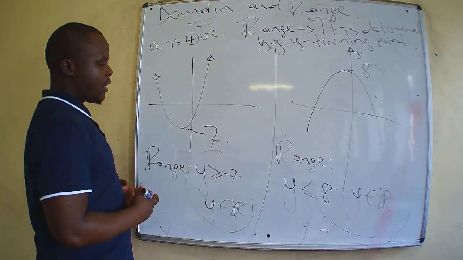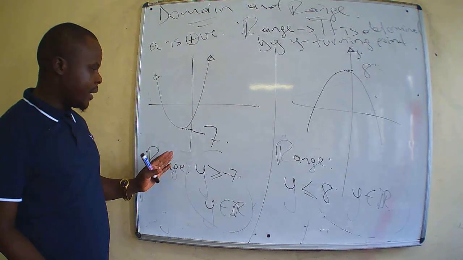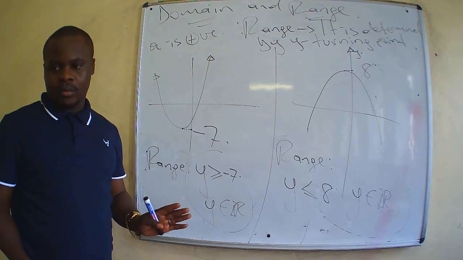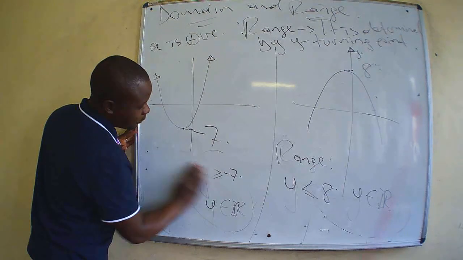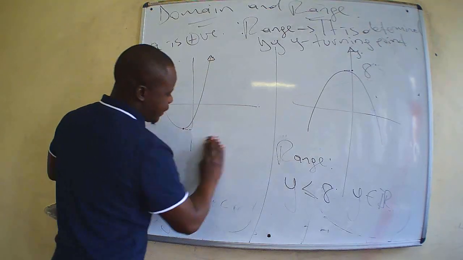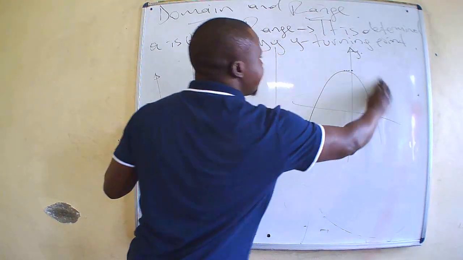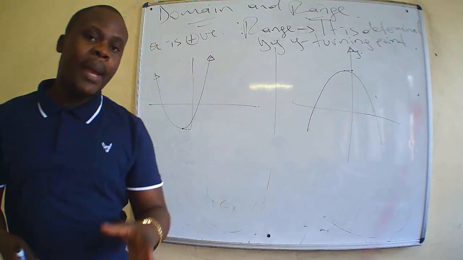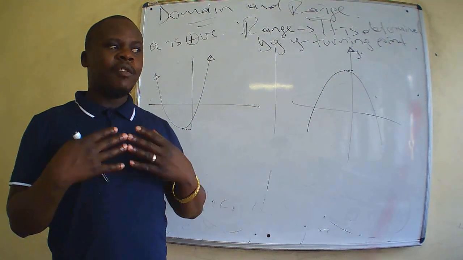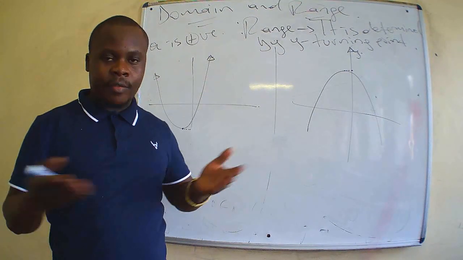But take note that when you also want to determine the domain, we don't use the y value of the turning point. What do we use then? We want to see how to determine the domain. And what is the meaning of the word domain? Domain simply means the x values of the function that exist for that function.